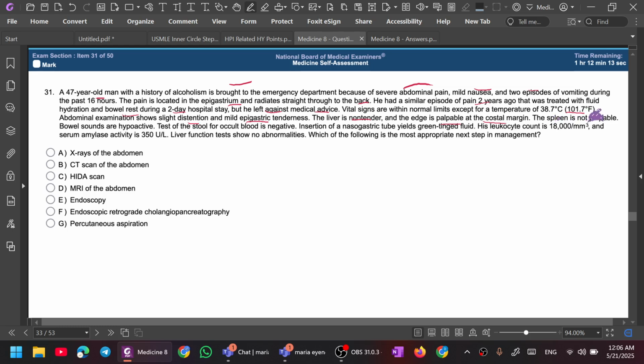The spleen is not palpable. Bowel sounds are hypoactive. Test of the stool, occult blood test is negative. Insertion of the nasogastric tube yields a green tinged fluid. His leukocyte count is 18,000. Serum amylase is 350. Liver function test normal. Which of the following is the next step in management?